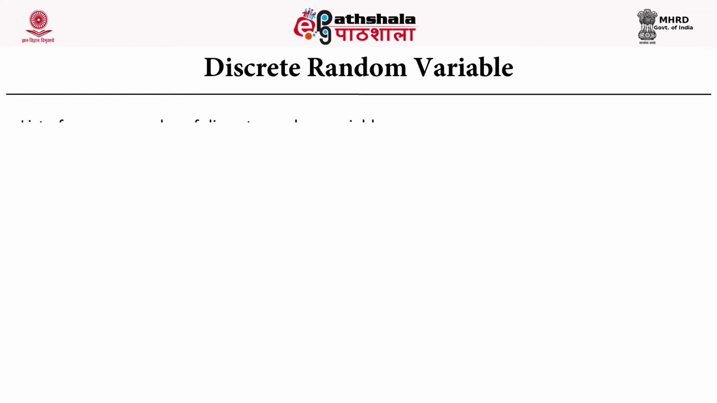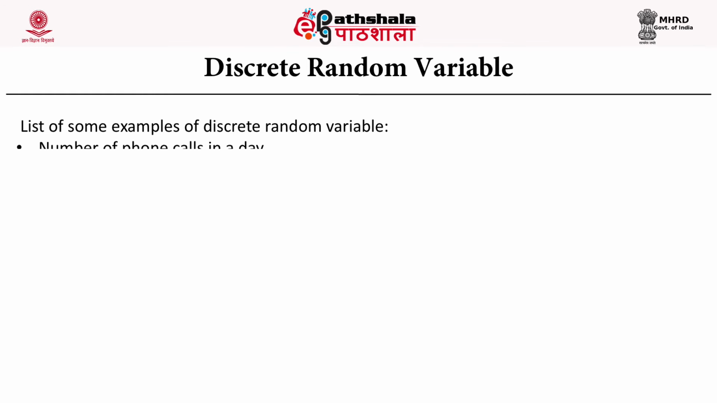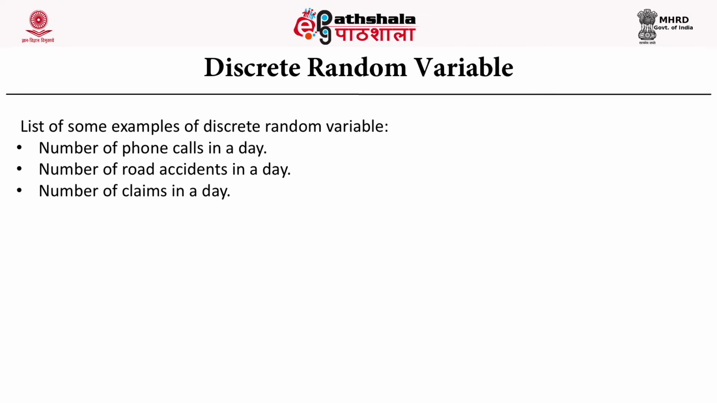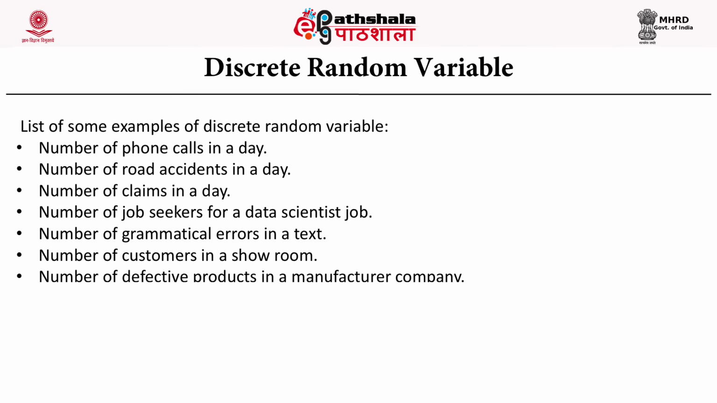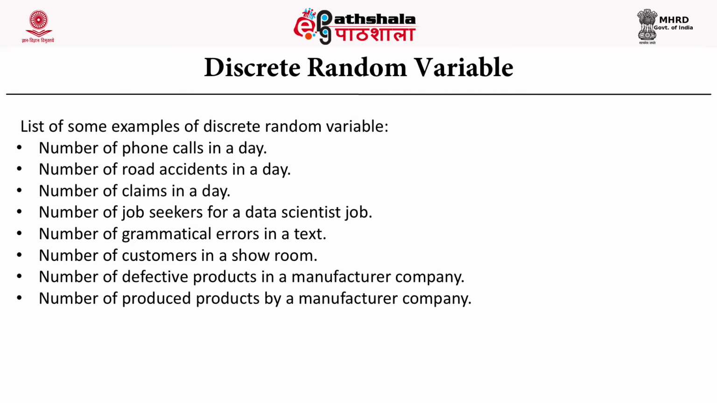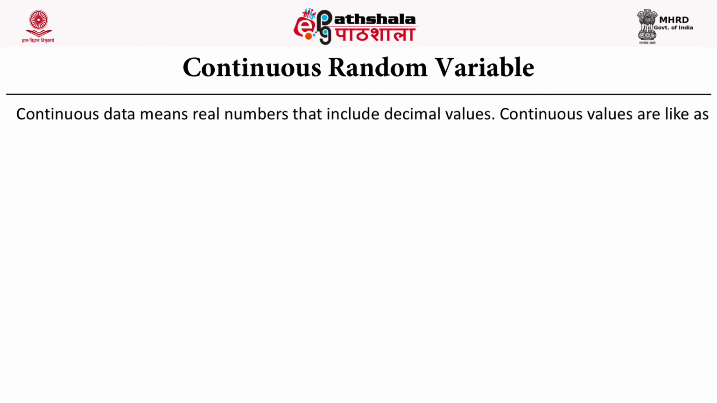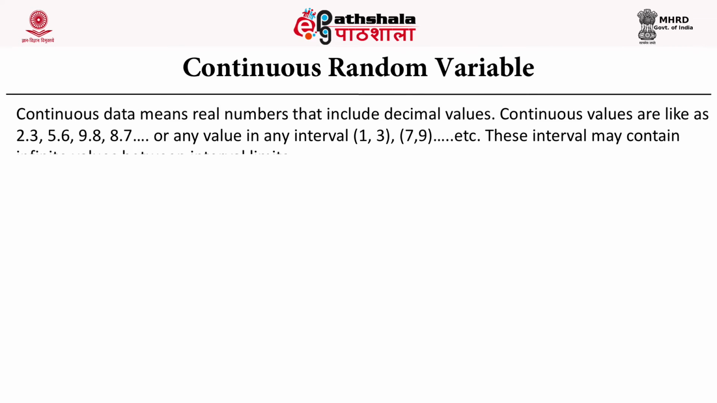So here is a list of examples of discrete random variables. The first example is the number of phone calls in a day. So it is a discrete integer term, so we consider it a discrete random variable. Number of road accidents in a day. Similarly, number of claims in a day, number of job seekers for a data scientist job, number of grammatical errors in a text, because these do not have any fraction terms involved in the outcomes. So we take them as discrete random variables. Number of customers in a showroom, number of defective products in a manufacturing company, number of products produced by a manufacturing company, and so on. Now we will discuss what a continuous random variable is.